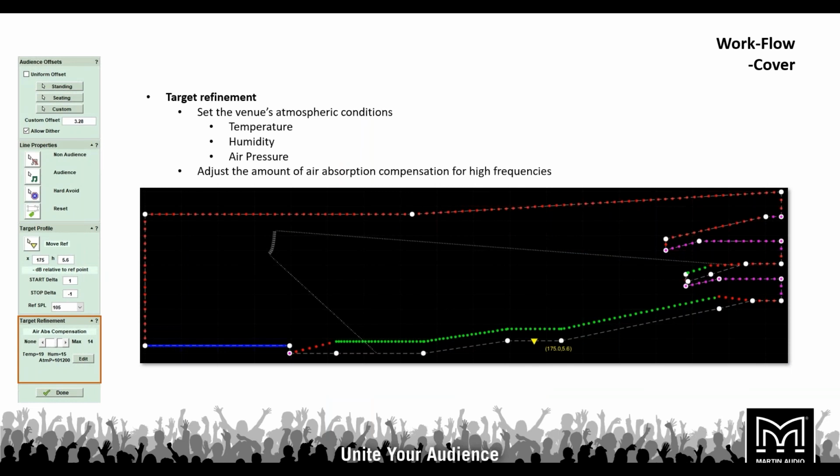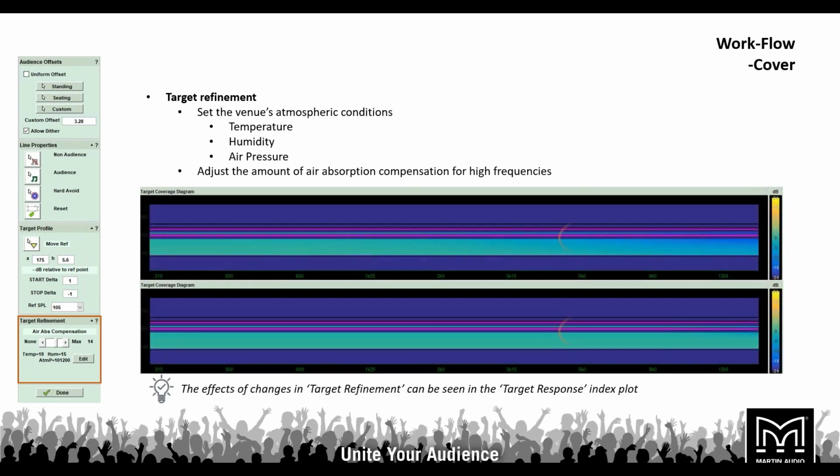So now we spoke about that, let's talk about target refinement. Here we introduce our atmospheric conditions at the software. That's temperature, humidity, air pressure, and we can adjust the amount of air absorption compensation that is taken into effect for high frequencies. Why is this important? Because we all know that with distance, at least temperature and humidity will have a key role in how high frequencies are dispersed. We'll take a look at that right now.